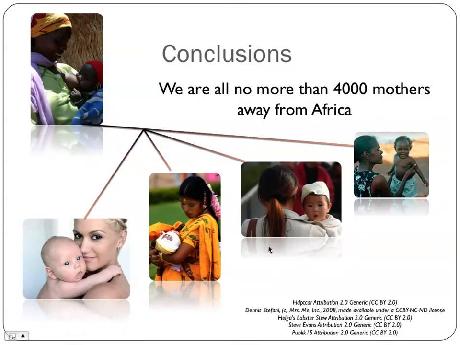In fact, if you look at it this way, anyone in this room, if we put your mother in a queue behind you and her mother behind her, and we made them all line up, we probably wouldn't get to the other side of the campus before we got back to Africa. None of us are known to be any more than 4,000 mothers away from Africa, in a sense. So we're all Africans under the skin.